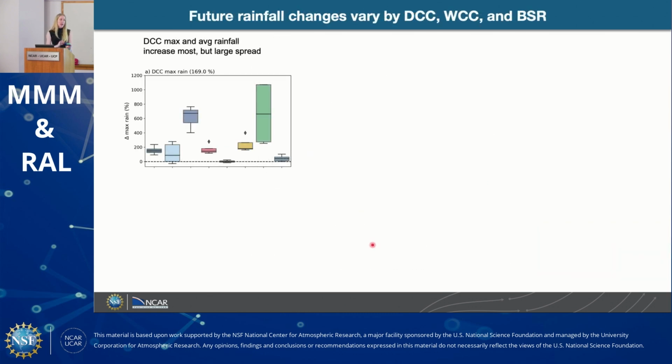So finally, I looked at the rainfall changes by the elements of the storm. So deep convective cores, wide convective cores, and broad stratiform regions. So this is a box plot showing the change in the deep convective core max accumulated rainfall. And you see that there's a large increase. So on average, there's an increase of 169%, but there's a ton of variability between the ensemble members.